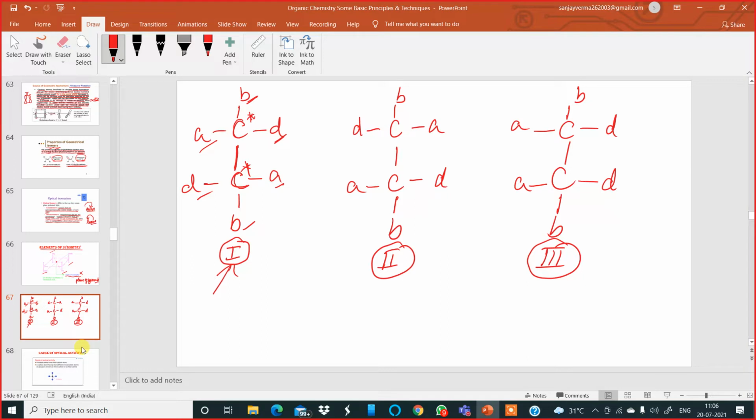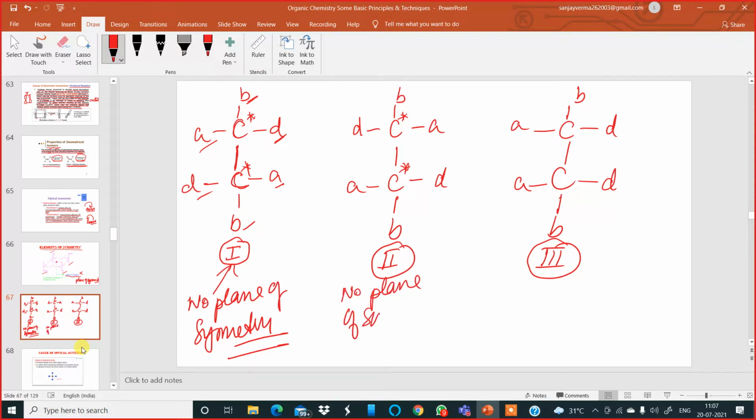So there is no plane of symmetry. No plane of symmetry means it is dissymmetric. It can be optically active. The same thing applies for this compound also. This carbon is chiral, this carbon is chiral. So this compound also has no plane of symmetry, so this compound will also be optically active.